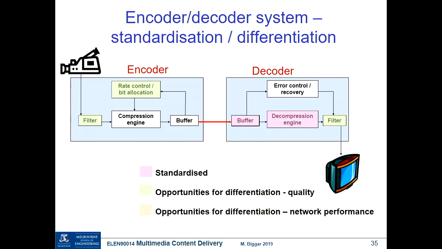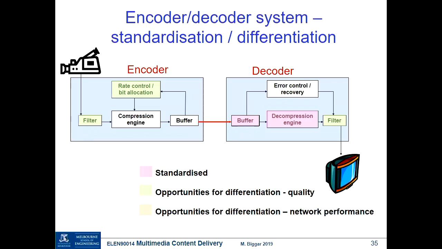But there are other aspects of an encoder and a decoder that we could alter to try to differentiate our product. So if I'm building a TV set, for instance, yes, I have to accept H.264 or MPEG-2 coded video, but maybe I can do something clever on the filter, on the output, to make my picture look a little bit better than someone else's TV's picture.